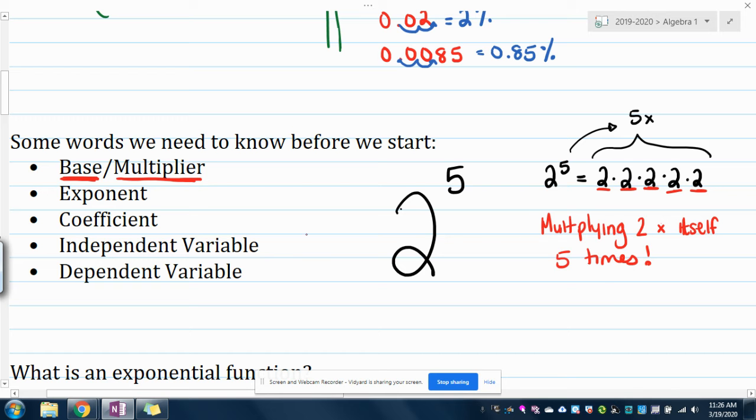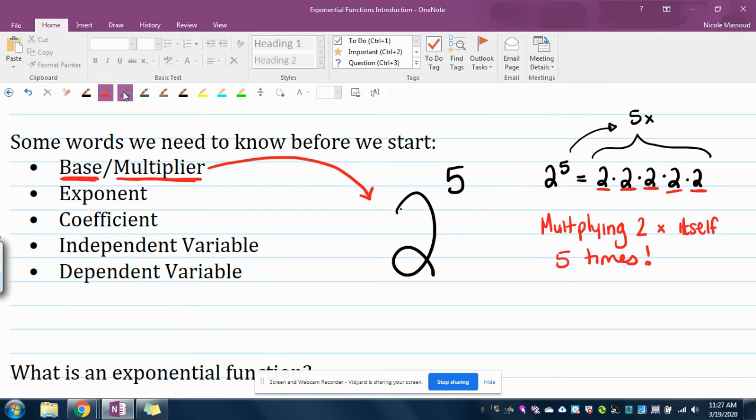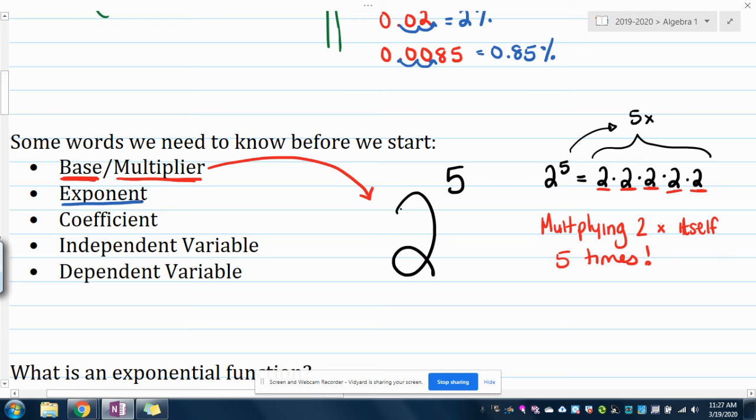Not 2 times 5. Okay, so that is the base or multiplier. Exponent. We've gone over this when we went over quadratics and stuff. So exponent is the number that it is being raised to. So 2 to the 5th. So basically the exponent is the number of times the multiplier is being multiplied by itself. I know, so many words.